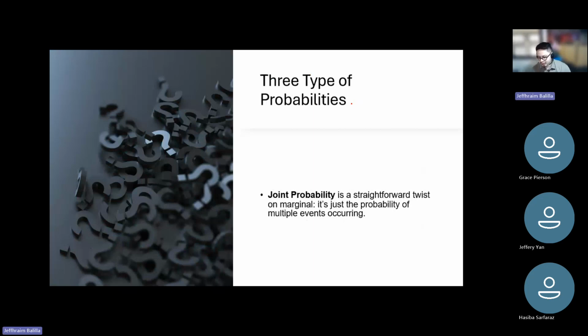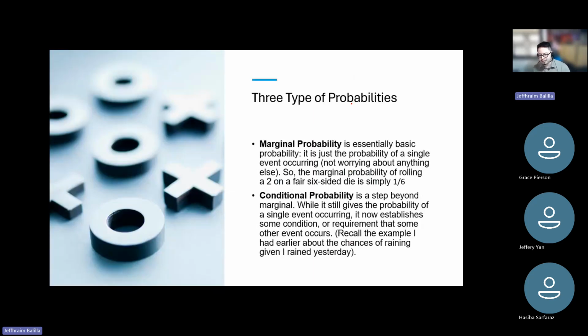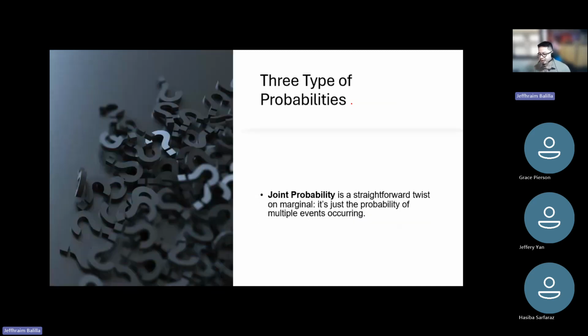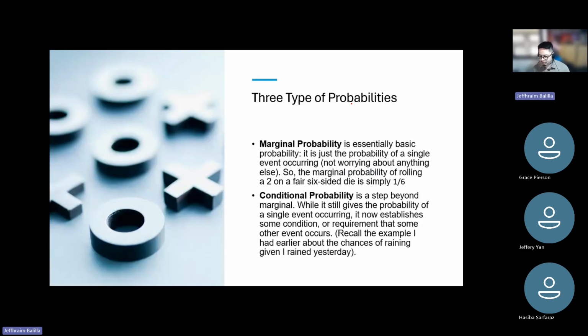With joint probability, it's just a straightforward twist on marginal. So suppose you're tossing two dice and you want to ask, what is the probability that I observe a 1 on the first die and 2 on the second die? We'll be discussing how we can compute that. But basically, joint probability, from the name itself, is the joint odds. You have multiple events, as compared to marginal probability where you're only looking at one event. With joint probability, you are looking at the probabilities of more than one event, at least two events.